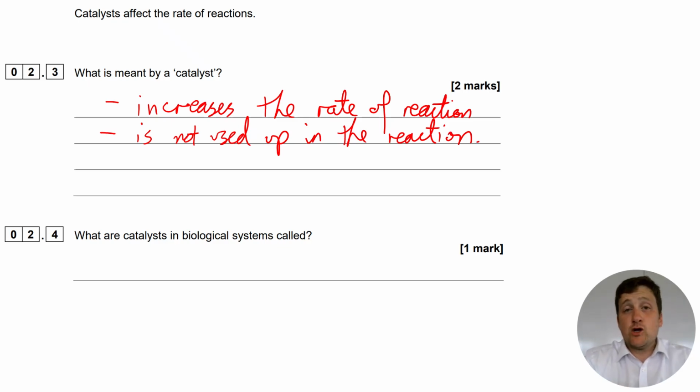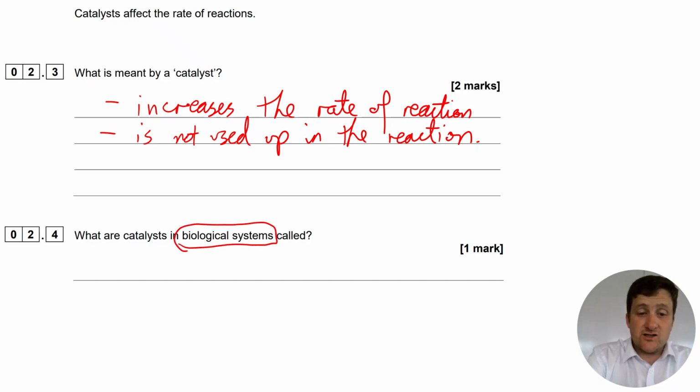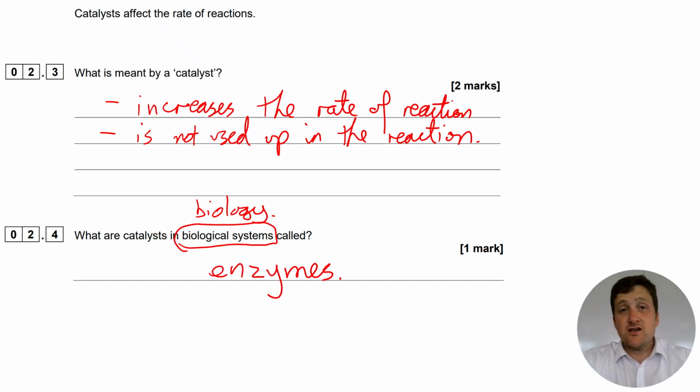Okay, there is a perfect example of this, which is the next question really. What are catalysts in biological systems called? Biological systems is like the fanciest way ever of really us saying, what do we call catalysts in biology? Okay, enzymes. You will have learned about enzymes, that enzymes are not used up. A little bit of lipase goes a long way.